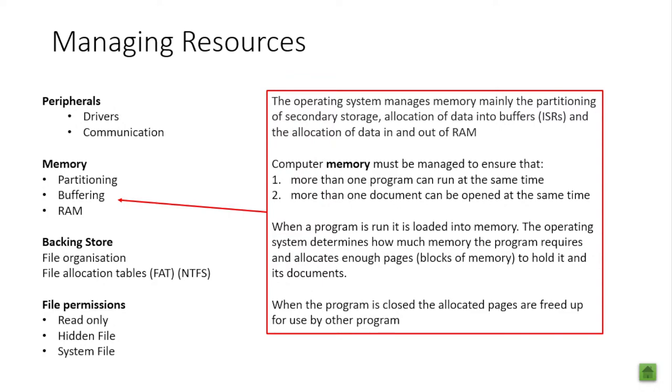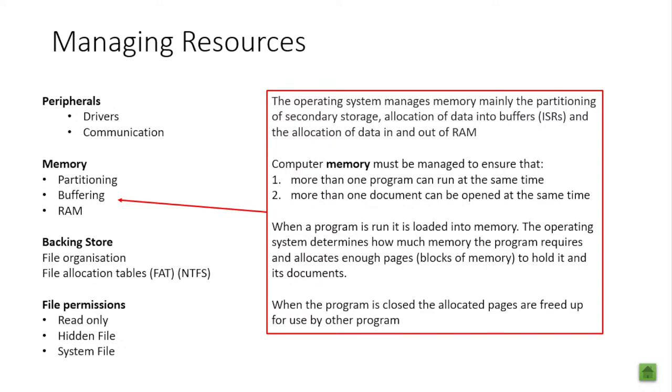So computer memory must be managed to ensure that more than one program can be run at the same time and that we have more than one document that can be opened at the same time. And we're trying to improve speed. So we need all the data in RAM when we need it. So the operating system's trying to make the best guess as to what you're gonna need next, because you're quite demanding. As the user of a computer, you're demanding things all the time.